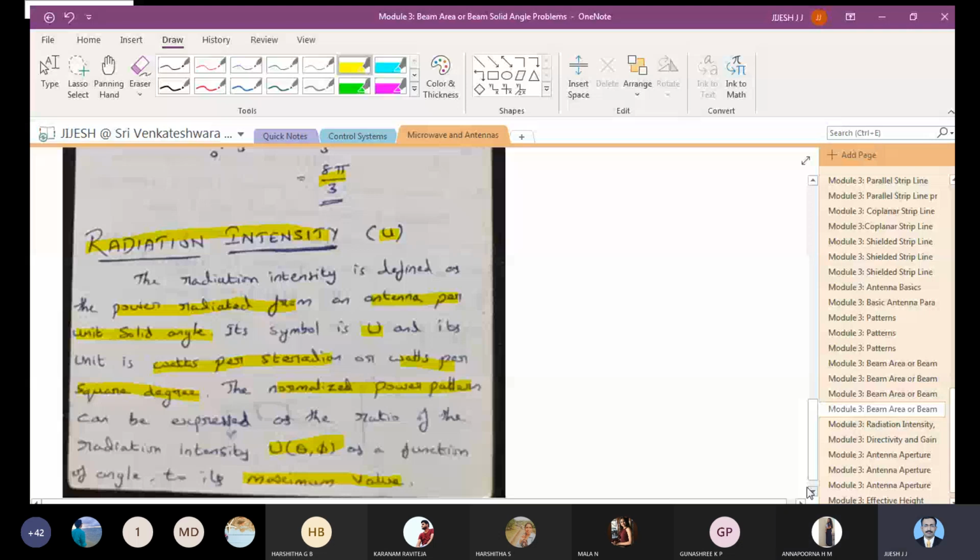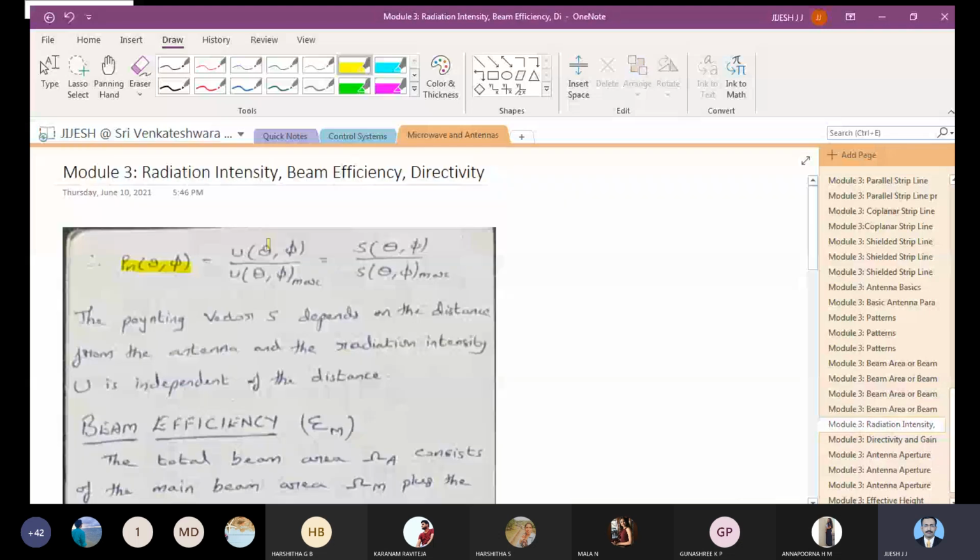Yes, sir. Okay, so we understood that it is defined as the power radiated from an antenna per unit solid angle. Its notation is U. Its unit is watts per steradian or watts per square degree. And the normalized power can be calculated by dividing by its maximum value. So let us just move ahead. This is the equation for that: Pn theta phi is equal to U theta phi divided by U theta phi maximum, or S theta phi divided by S theta phi maximum.